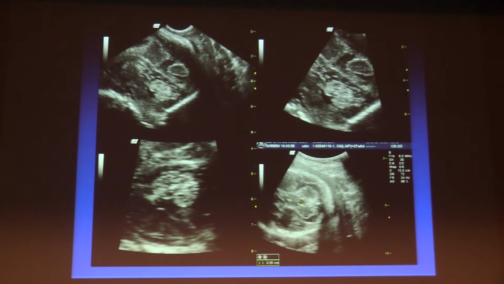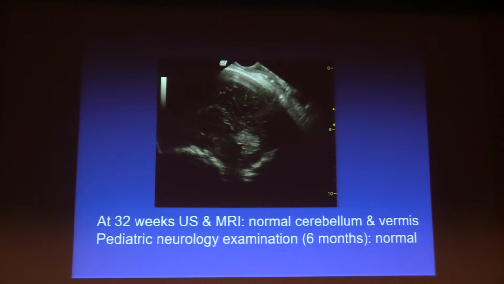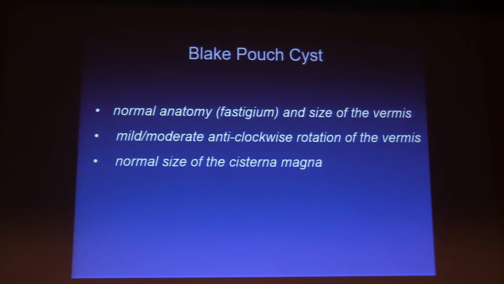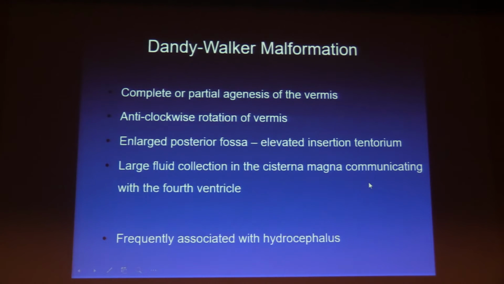And when you follow up on these cases, you can see the persistence, and sometimes I think on ultrasound you see them much better. You can see the nice resolution of the primary fissure and the fastigium. And with time, at 32 weeks of age, we did not perform another MRI. We just did a follow-up ultrasound, and normal cerebellum, the vermis, and this child is normal. So this is very important: Blake's pouch, normal anatomy, fastigium, mild to moderate anti-clockwise rotation, and normal size of the cisterna magna.